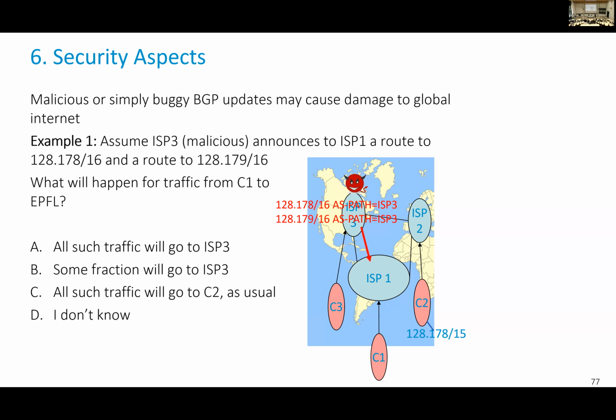Close the poll in a few seconds. Closing. Well, there's almost a tie, but majority thinks that the attack will be successful. And it's probably true. And in fact, it depends whether aggregation is performed or not.